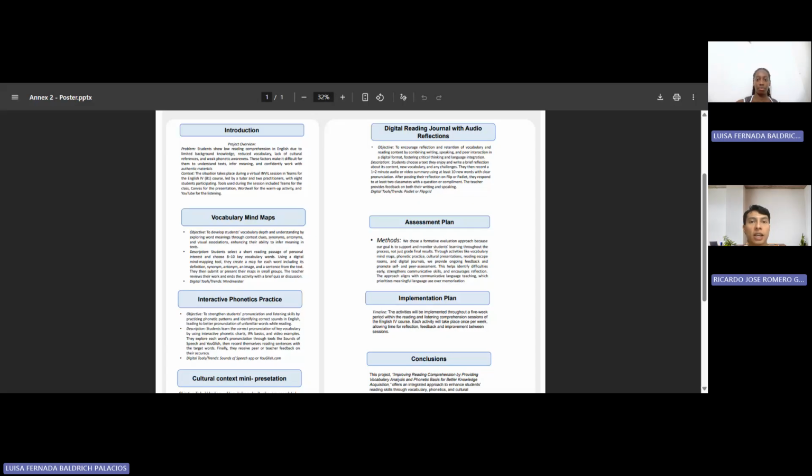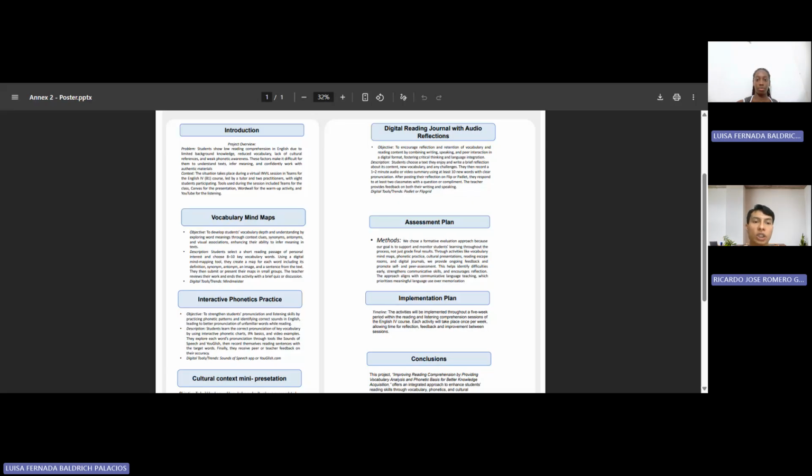When it comes to the assessment, we used a formative approach because our main goal was to guide students during the whole learning process, not just evaluate the final product. This helped us identify difficulties early, support self-assessment, and encourage continuous improvement.